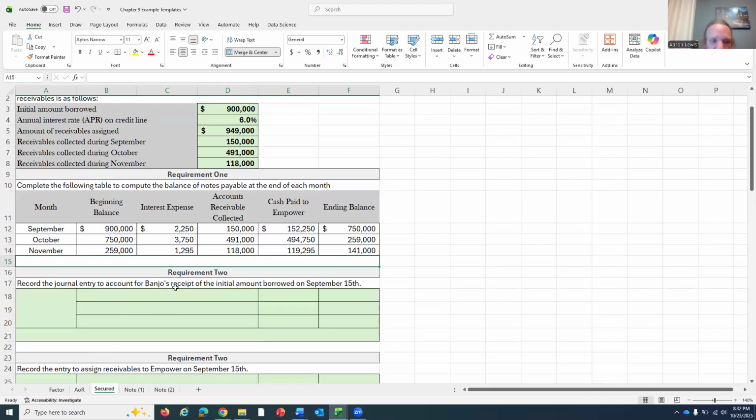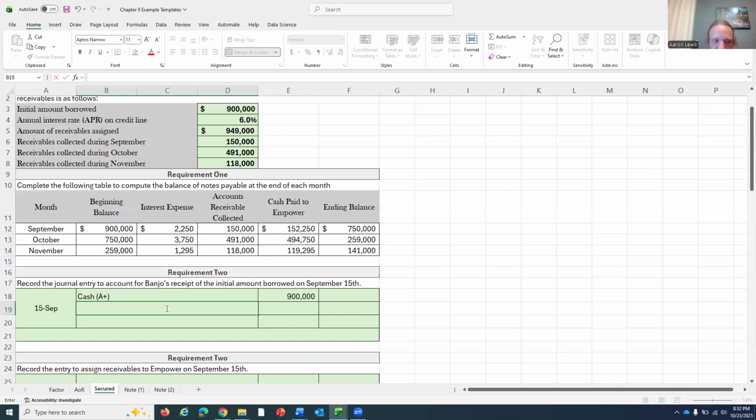To record the journal entry to account for the receipt of the initial amount borrowed on September 15th, 9/15. How do we do that? Well, we're getting cash. That's why we are assigning these receivables to Empower Finance. And how much are they going to give us originally? They're letting us borrow $900,000.